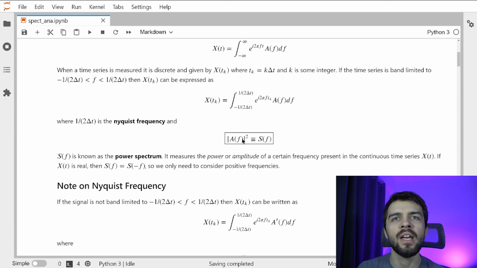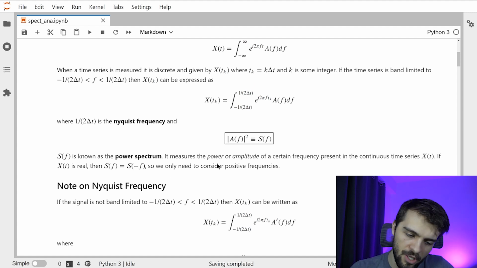If I square this, I get S of f, and this is the definition of the power spectrum. The square of these amplitudes here, by the way, A of f can be complex in general, but the square of it, the modulus squared, which is a real number, S of f, is the power spectrum. So it measures the power at a certain frequency.